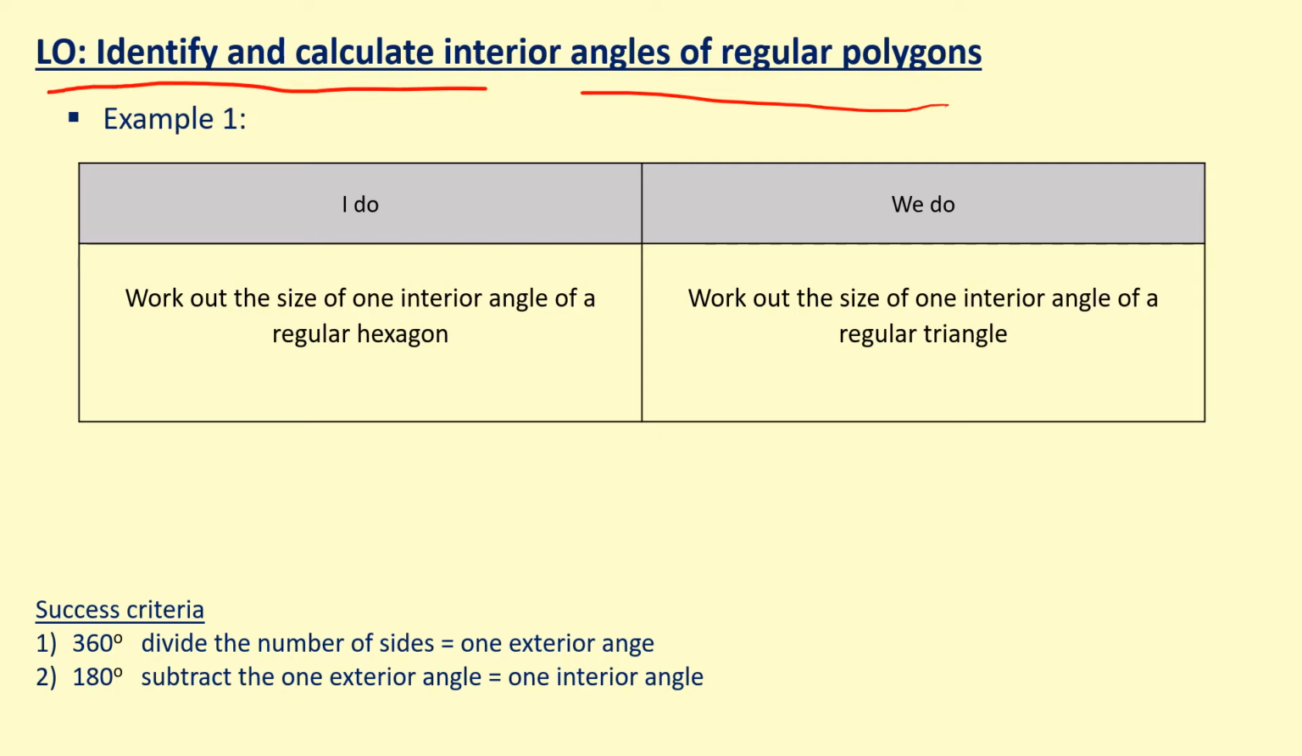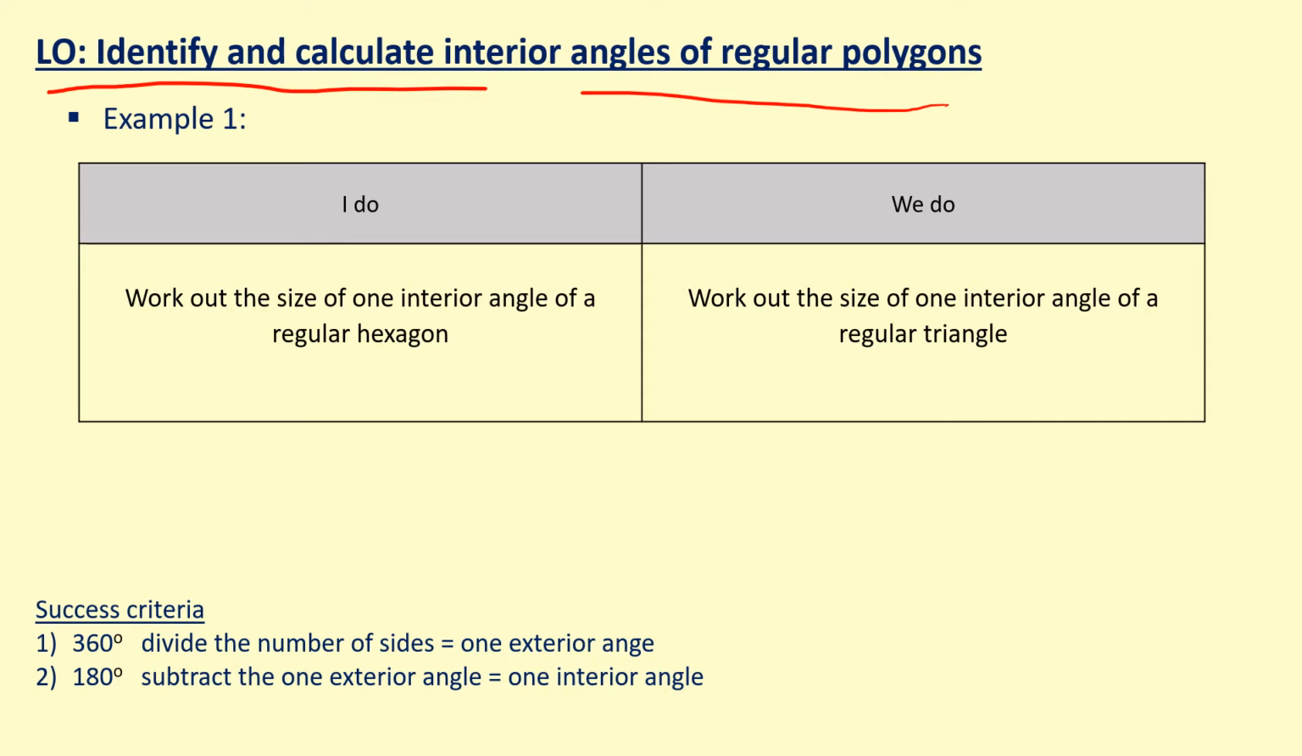Alright, let's move into our first I do and we do. Make sure you get those down and underline them, nice and neat for when you send the work to your teachers. So, how do we do this with our interior angles? Well, if we look at success criteria number 1, it says 360, so it looks like all of the angles again of the polygons.